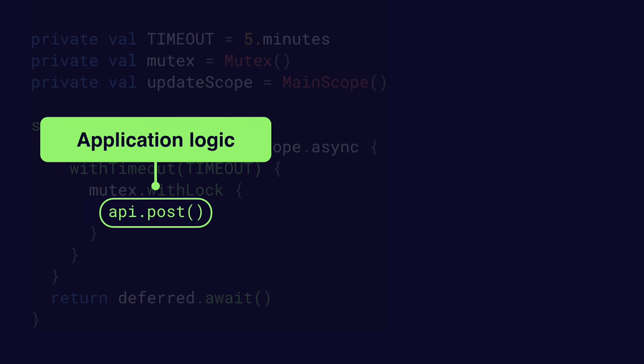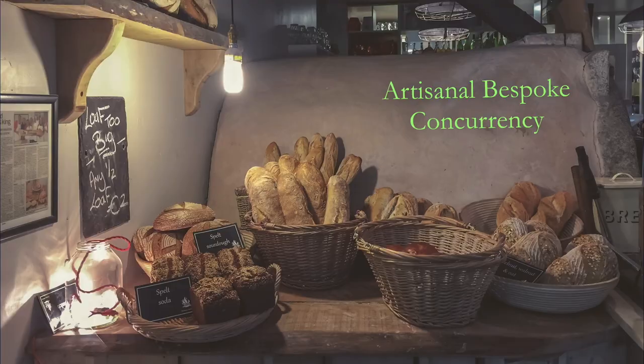So everything else I just showed you there was just artisanal, bespoke concurrency, which is not great. Artisanal and bespoke are great adjectives to apply to bread, but it's kind of scary when you apply them to concurrency.